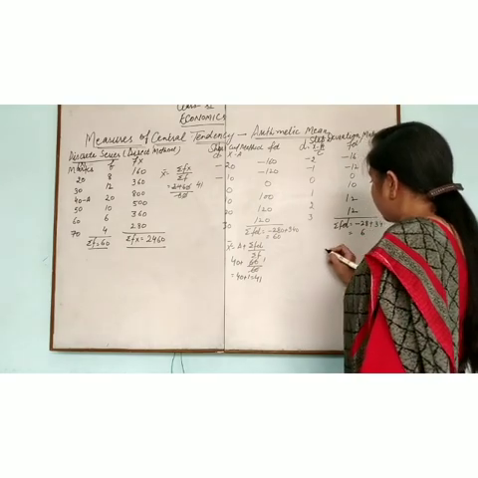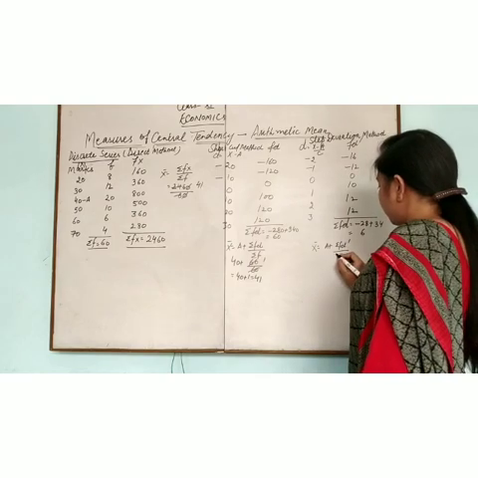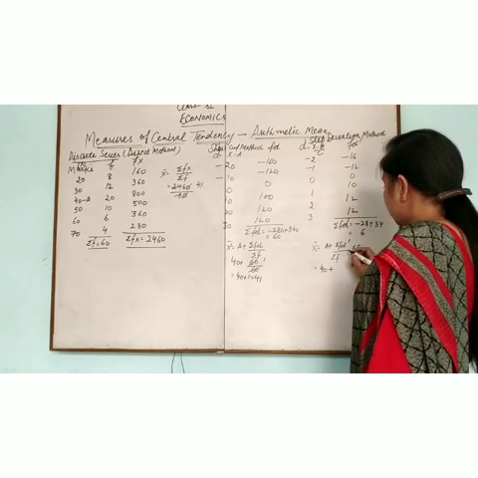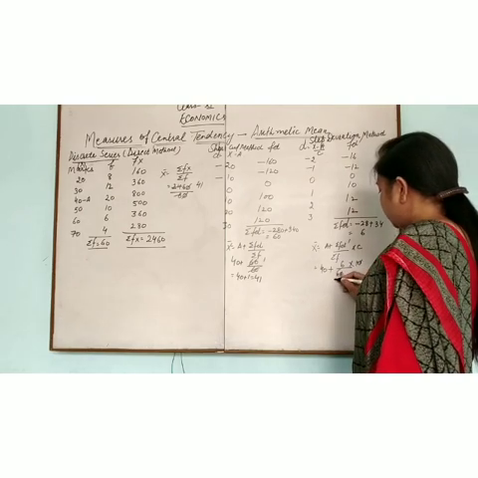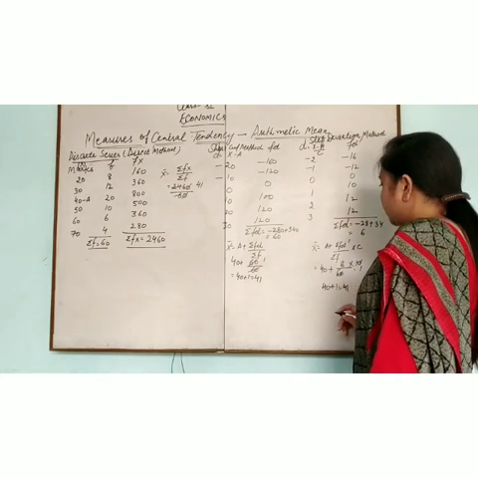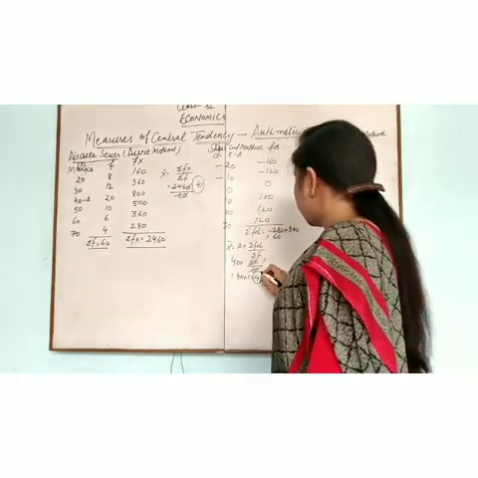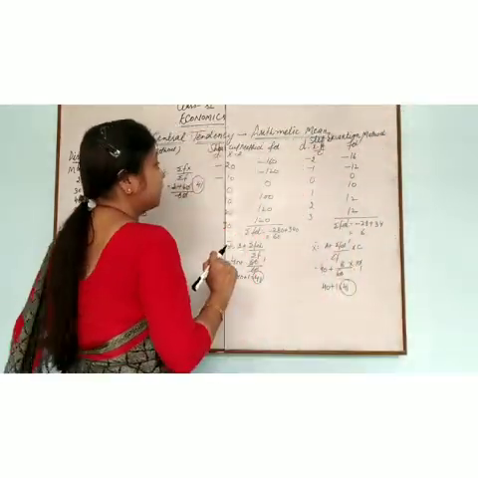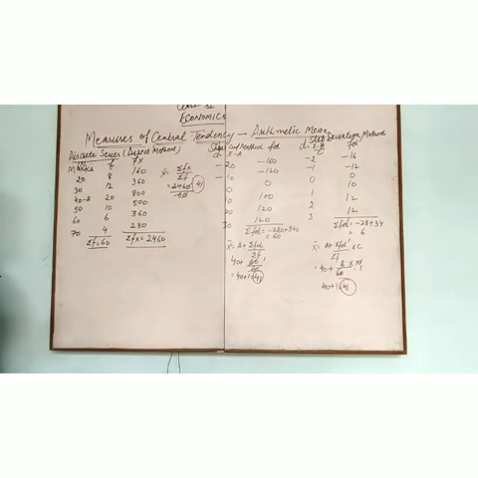Now the summation of fd dash is equal to minus 28 plus 34, that is equal to 6. So here the formula is a plus summation fd dash upon summation f, into c. A is here 40 plus 6 divided by 60, common difference is 10. Then this is equal to 1. It means 40 plus 1, that is equal to 41. See, the answer from all the formulas is equal to 41. You can use the direct method, shortcut method, and step deviation method in discrete series.